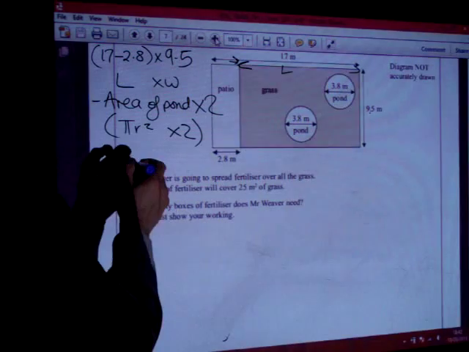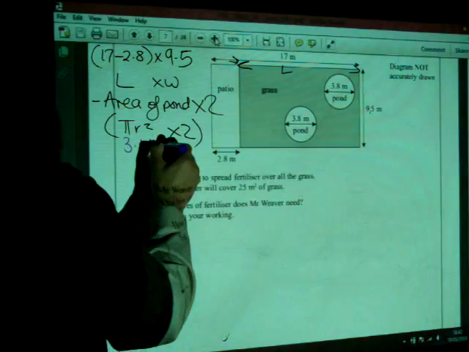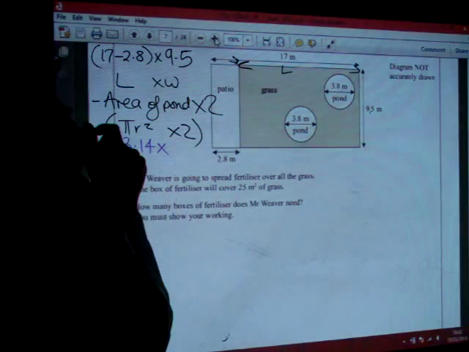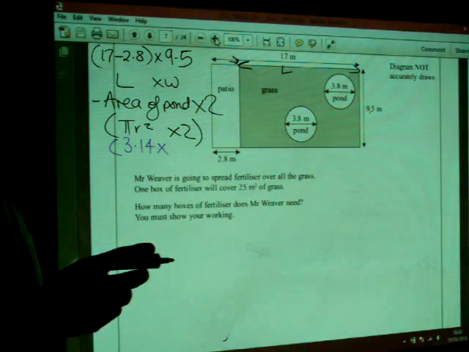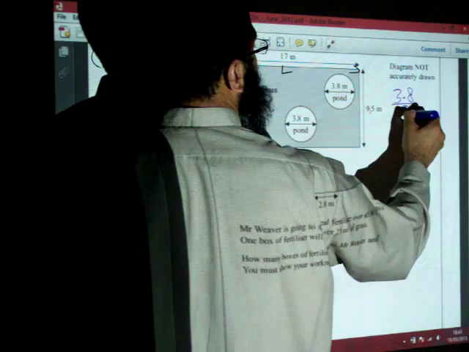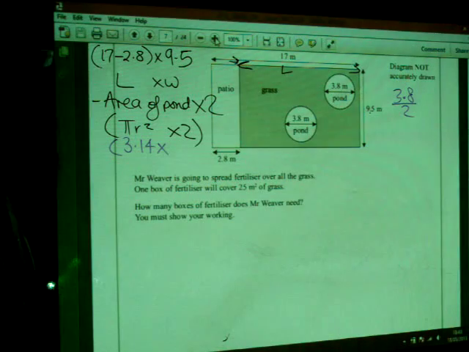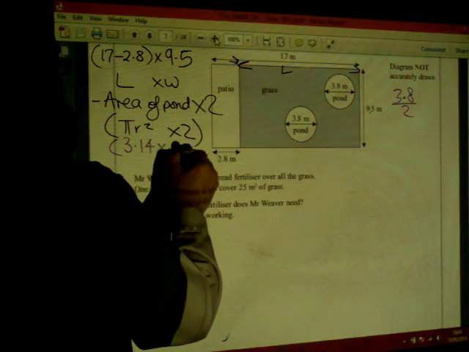So let's have a look. Let's change colour. So we have pi. Pi, we'll do as 3.14, or use the calculator, pi times by the radius. Now 3.8 meters is the diameter. What is the radius? 1.9.